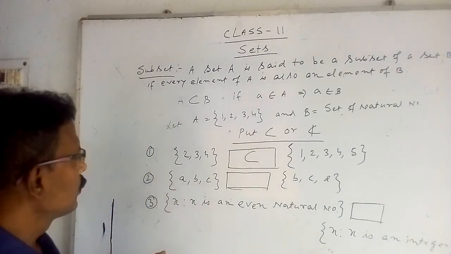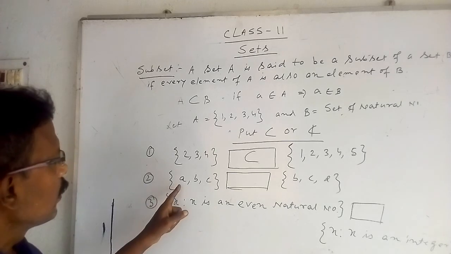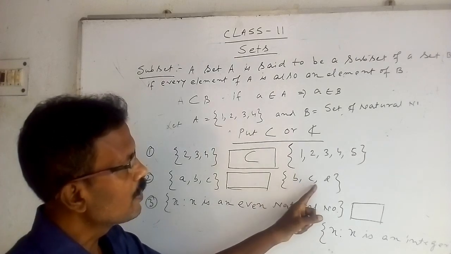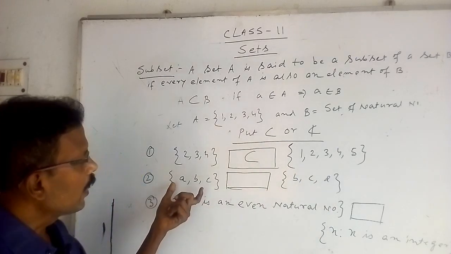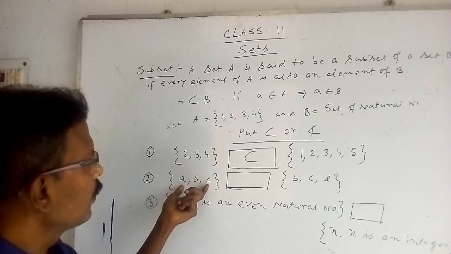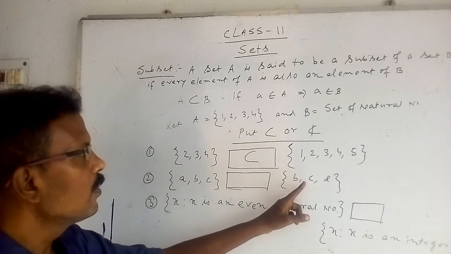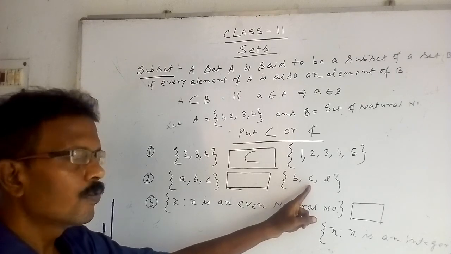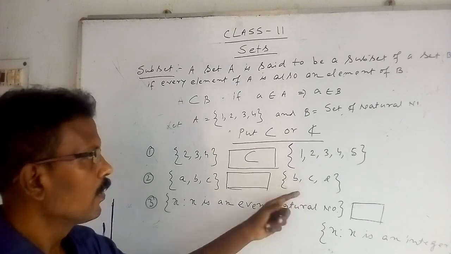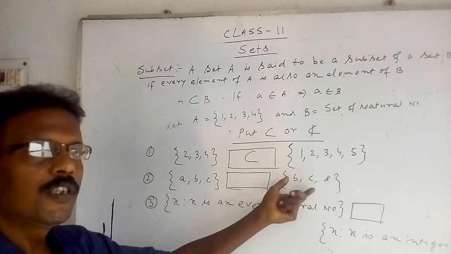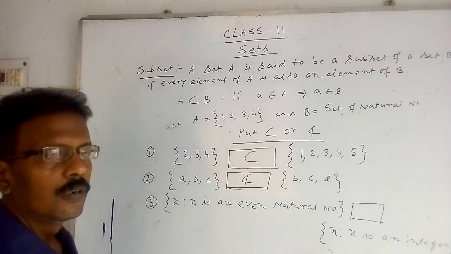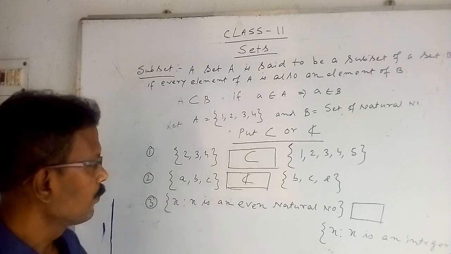Now come to the second point. The first set contains A, B, C, and the second set contains B, C, D. A, B, C are the elements of the first set, but A does not belong to the second set. B, C belong to the second set, but A does not belong to the second one. Therefore this set is not a subset of the second one. Now put the not subset sign.